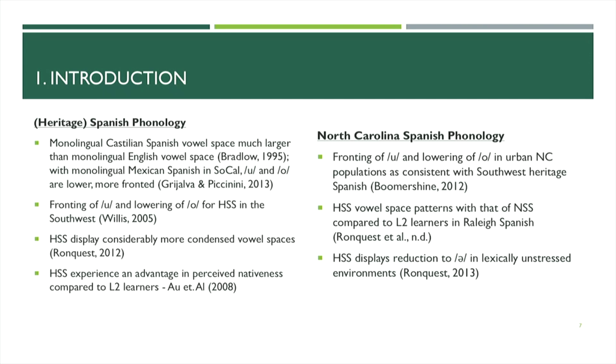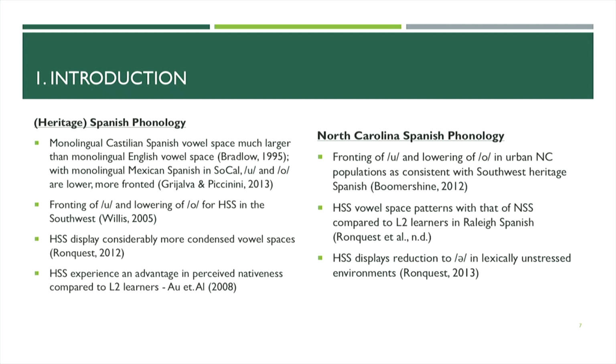Regardless, we still tend to identify these speakers as having an advantage in perceived nativeness by other monolingual Spanish speakers as compared to L2 learners, because since they're exposed to this phonology from an early age, they're more readily available to replicate that in conversation. And then in terms of more specifically the phonology of Spanish in North Carolina, where we're studying this, we've also found consistent patterns. So Boomershine found that this fronting of U and lowering of O in these urban populations was consistent with Willis's study, and that this vowel space does tend to pattern with that of native Spanish speakers in the area more so than L2 learners.